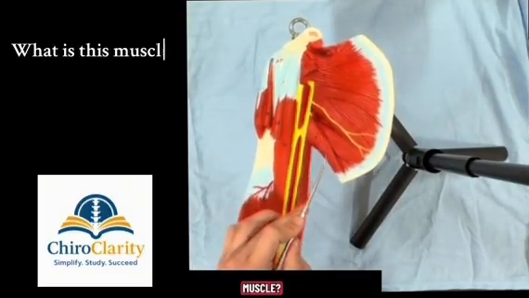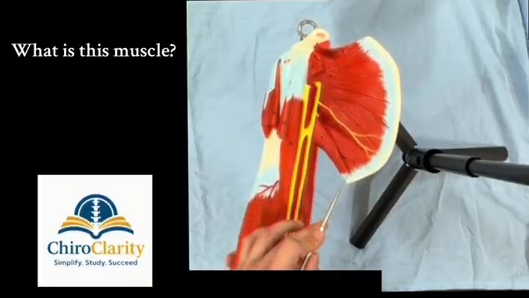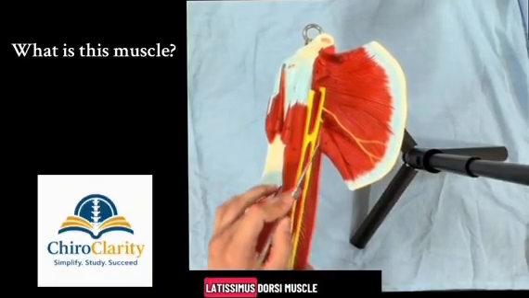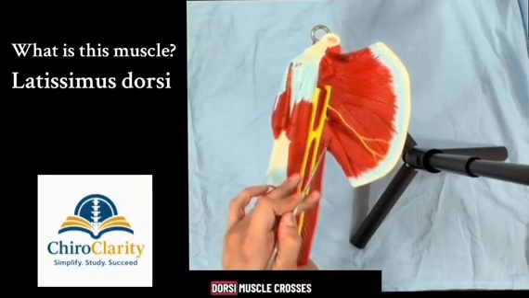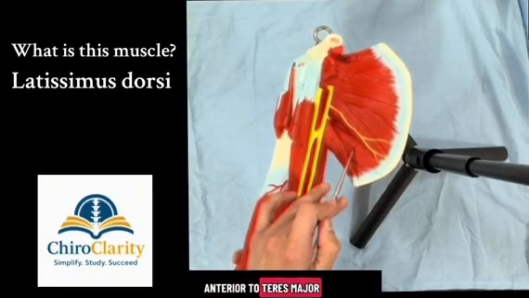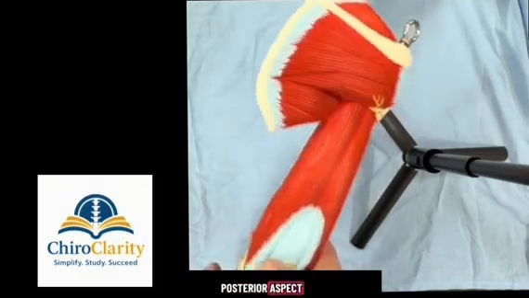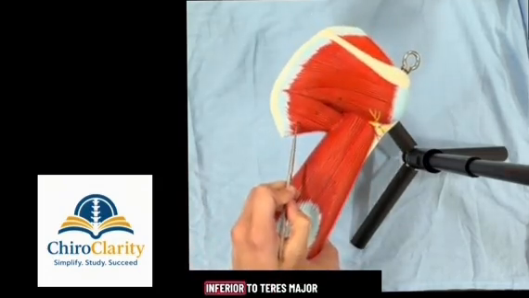What is this muscle? This, again, is part of that latissimus dorsi muscle, and on the anterior aspect, we can see how the latissimus dorsi muscle crosses anterior to teres major, whereas on the posterior aspect, we see it inferior to teres major.